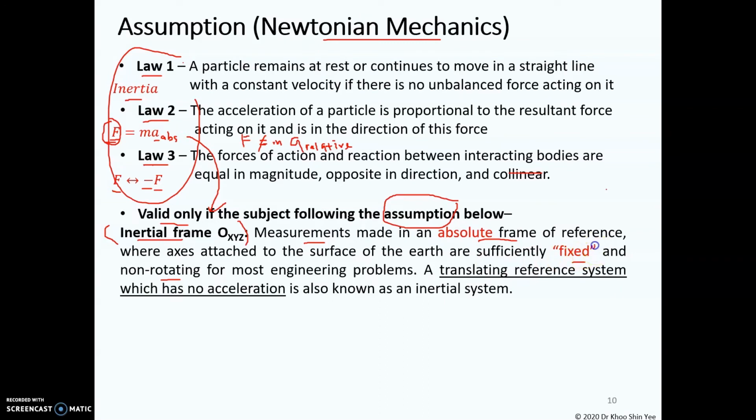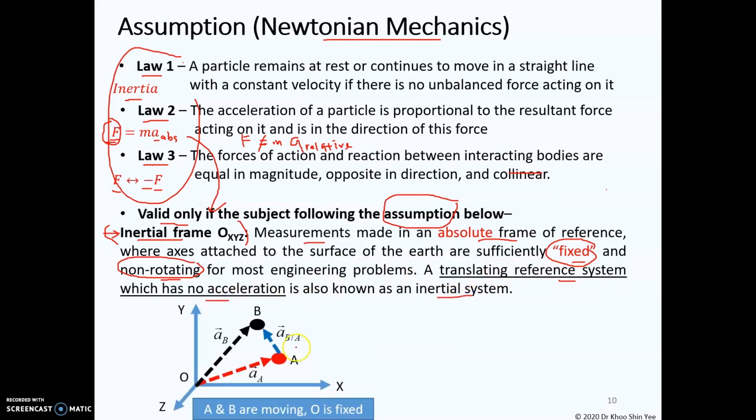Not only the frame that is fixed, not moving, or not rotating is considered the inertial frame. A reference frame that is translating with constant velocity, or no acceleration, is also known as an inertial frame. In this case, you have two particles, particle A and particle B. Both of them are moving. And then you have an observer at point O. This observer is not moving, so we can call it a fixed reference frame or inertial frame.